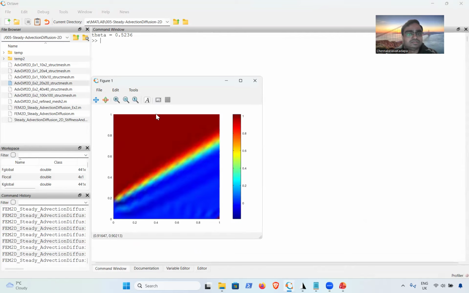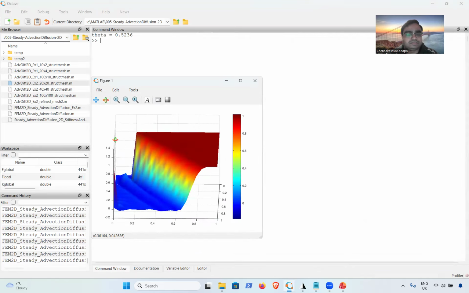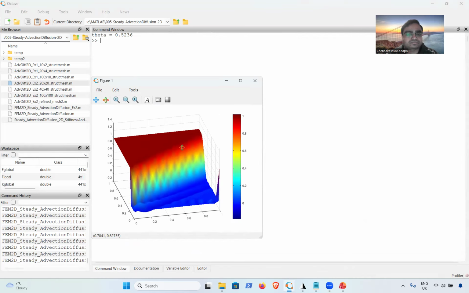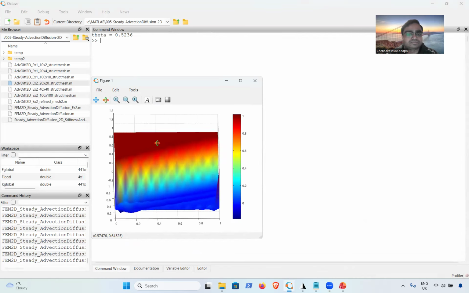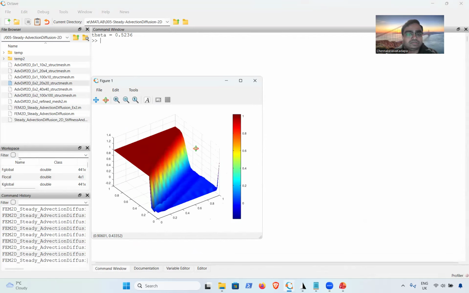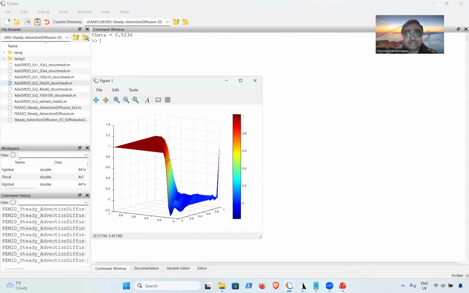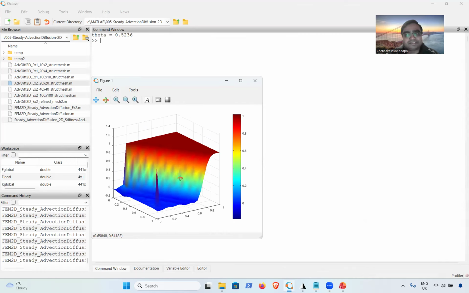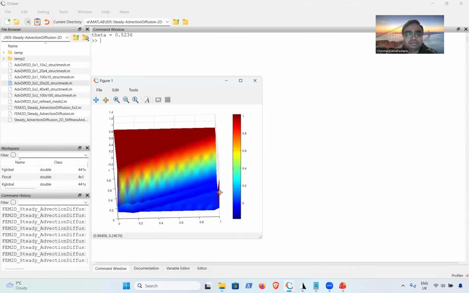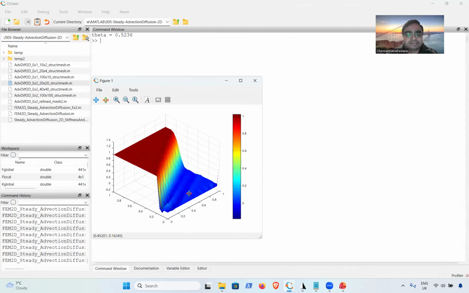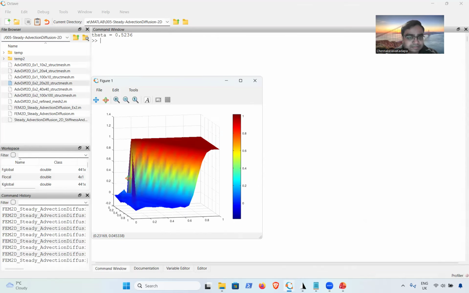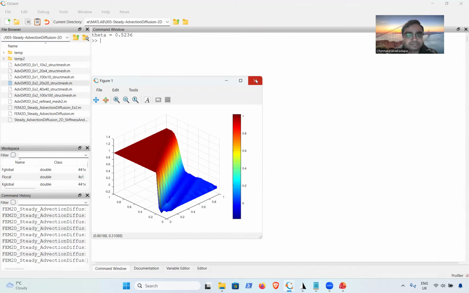So this is the solution we get. Now, there are some oscillations. We see a clear jump in the solution, but the jump is not really sharp, because the mesh is coarse. And we also see some spurious oscillations here. They are not quite drastic, but we do see some jumps, some oscillations.